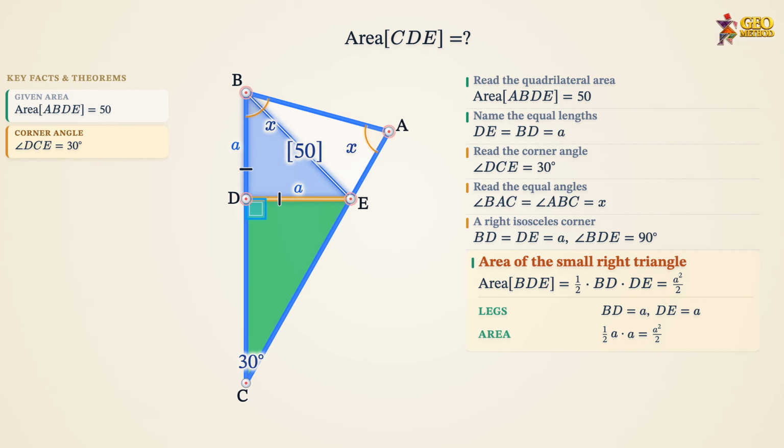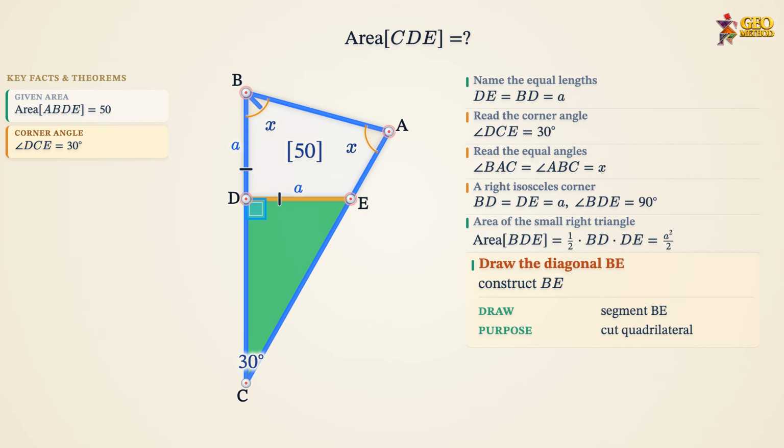For a right triangle, the area is 1/2 of one leg times the other. Here that is 1/2 times A times A, which is A squared over 2, and we will pair this with a twin triangle in a moment. Now draw the segment from B to E. This diagonal is the key auxiliary line because it slices the quadrilateral ABDE into two triangles we can compare.